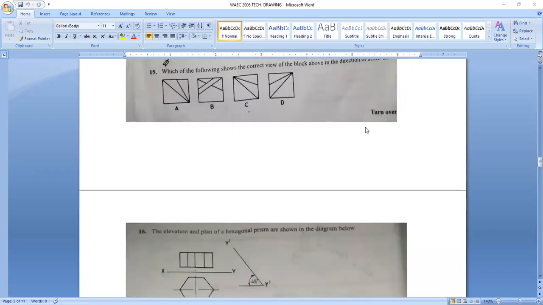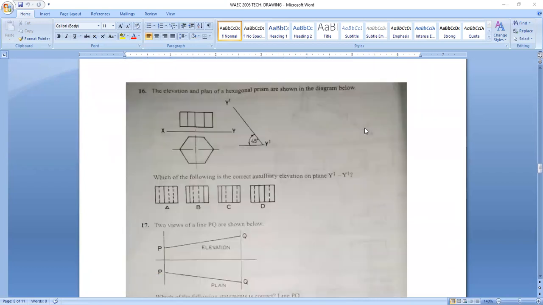That's question 15. Then question 16: the elevation and plan of a hexagonal prism are shown in the diagram below. Which of the following is the correct auxiliary elevation on plane Y1, Y1? The answer to that question is option B.